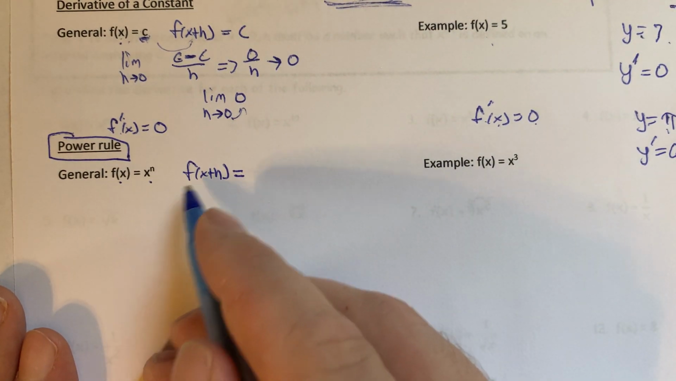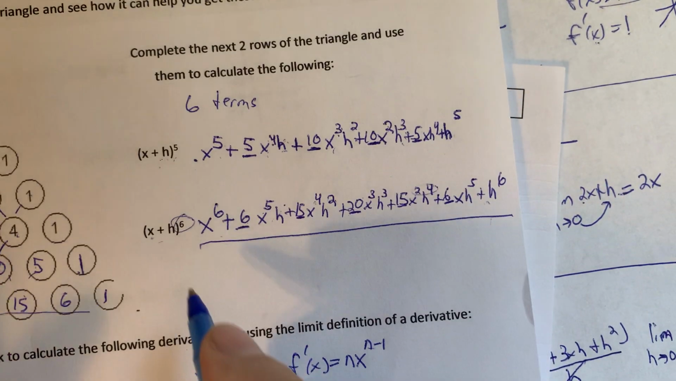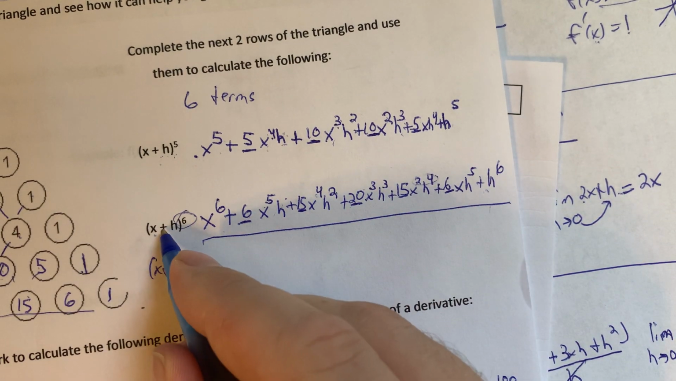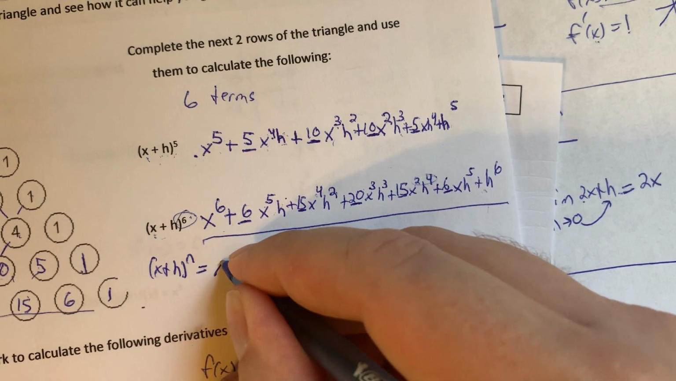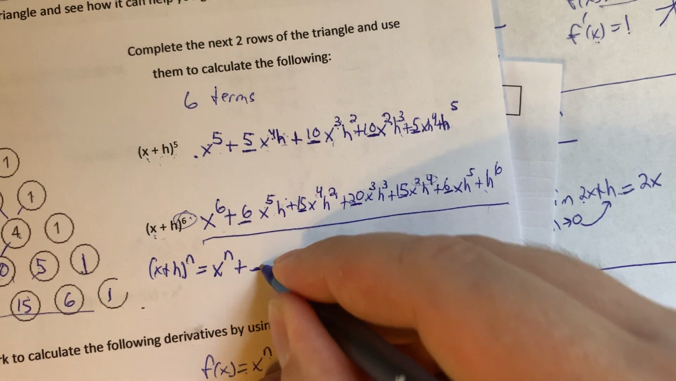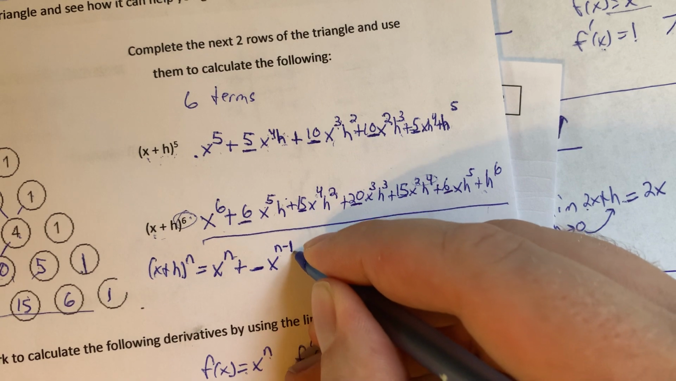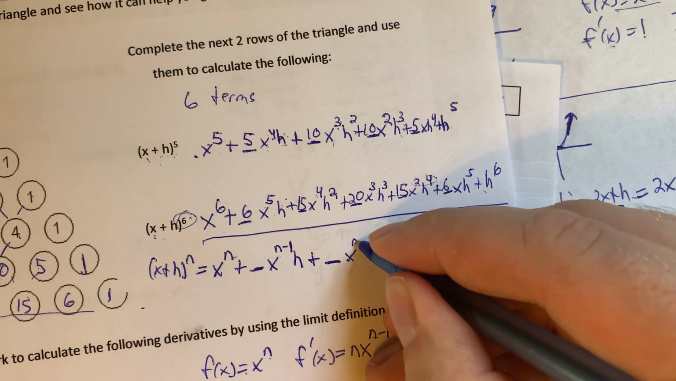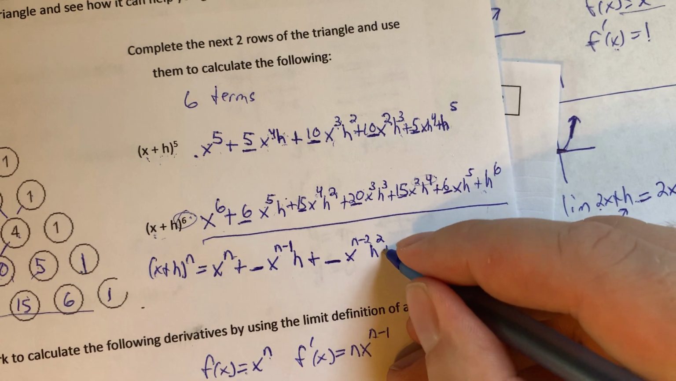Let's go back to the pattern here. We know that x plus h to the n will always start with x to the n, just as this started with x to the 5th and this started with x to the 6th. The next one will always have one lower power of x, x to the n minus 1, with an h there. I'm going to leave the coefficients blank for a second. Then x to the n minus 2. The powers of x go down by 1 each time, and the powers of h go up by 1 each time.